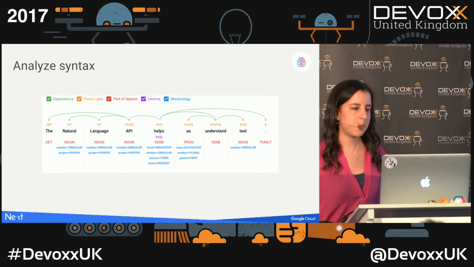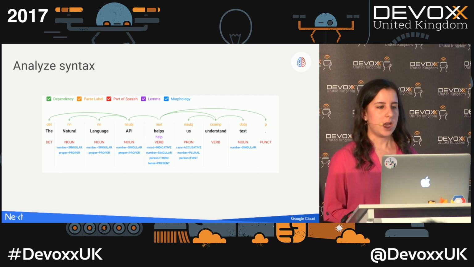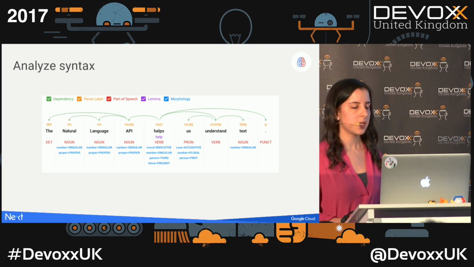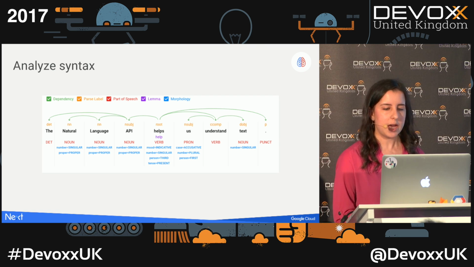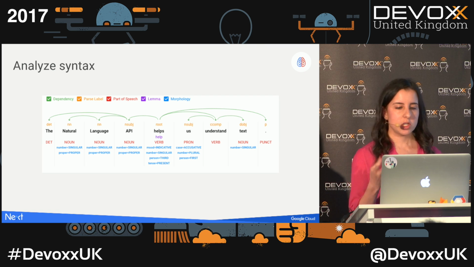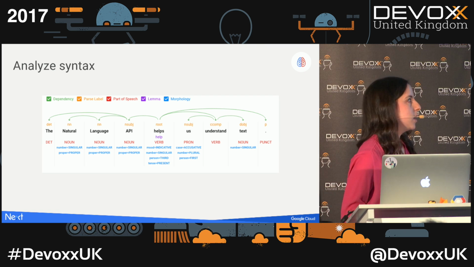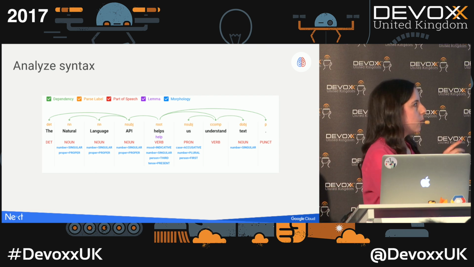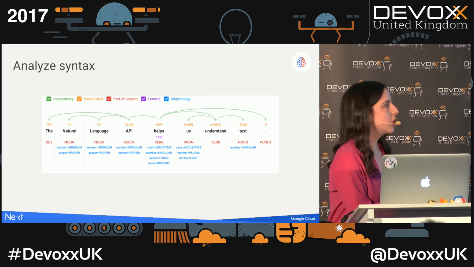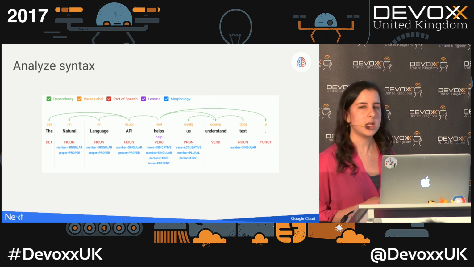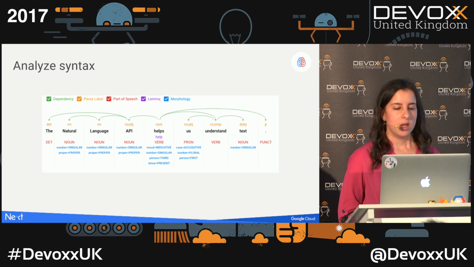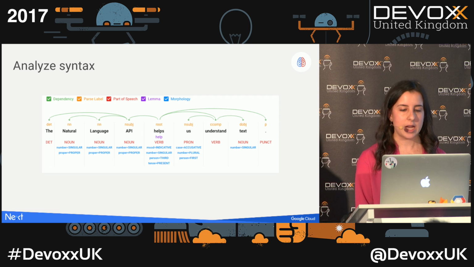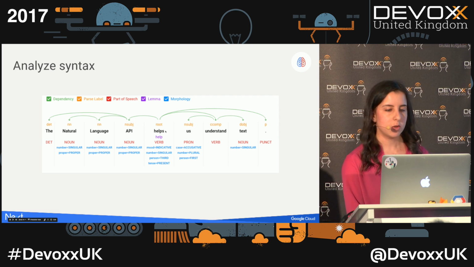And then the last thing this API can do is it can analyze syntax in text. So this part gets a little bit more into the linguistic details of the text. And here for this sentence, the natural language API helps us understand text, we get a bunch of different linguistic data on it. And this is just a visualization of the JSON response we get back. So in green, we have arrows that are telling us the relationships between the words in a sentence. This is called a dependency parse tree. And in orange, we can see the role of each word in the sentence. So API is a nominal subject. Helps is the root verb.